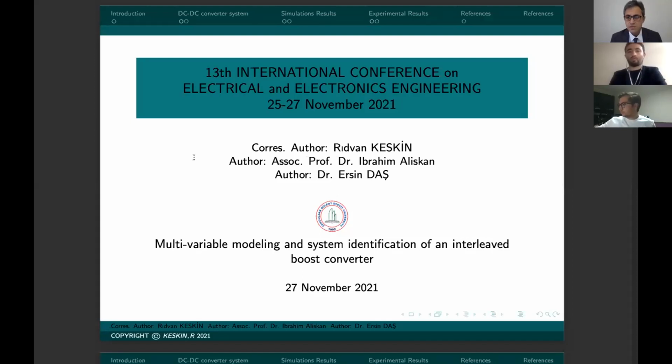At the first stage, I'm going to hold this stage for paper ID 33, multi-variable modeling and system identification of an interleaved boost converter from Ridvan Keskin, Ibrahim Alışkan, and Ersin Daş. Please consider that you have only 15 minutes for the presentation and 5 minutes for the possible questions and your valuable answers. The stage is yours, please.